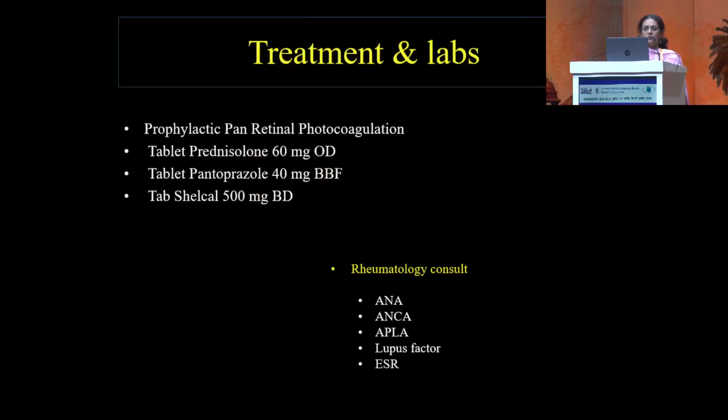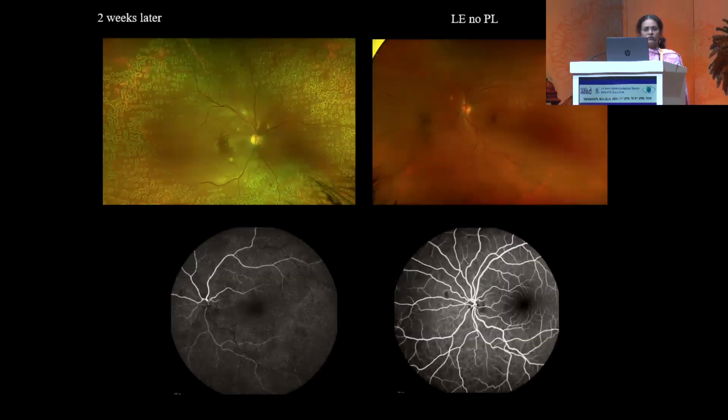Because there was marked ischemia, we advised a prophylactic pan-retinal photocoagulation, started high-dose oral steroids, and also got a rheumatology consult along with the relevant lab tests. Now, in 2 weeks, when her PRP was over in the right eye, she came with left eye no light perception. You can see the fundus was normal. A quick thought we had: is she malingering? No. We did a fluorescein. You can see delayed arterial filling, specifically in the inferior half. So something was there which we could not see in the fundus, and the late angiogram was perfectly normal.